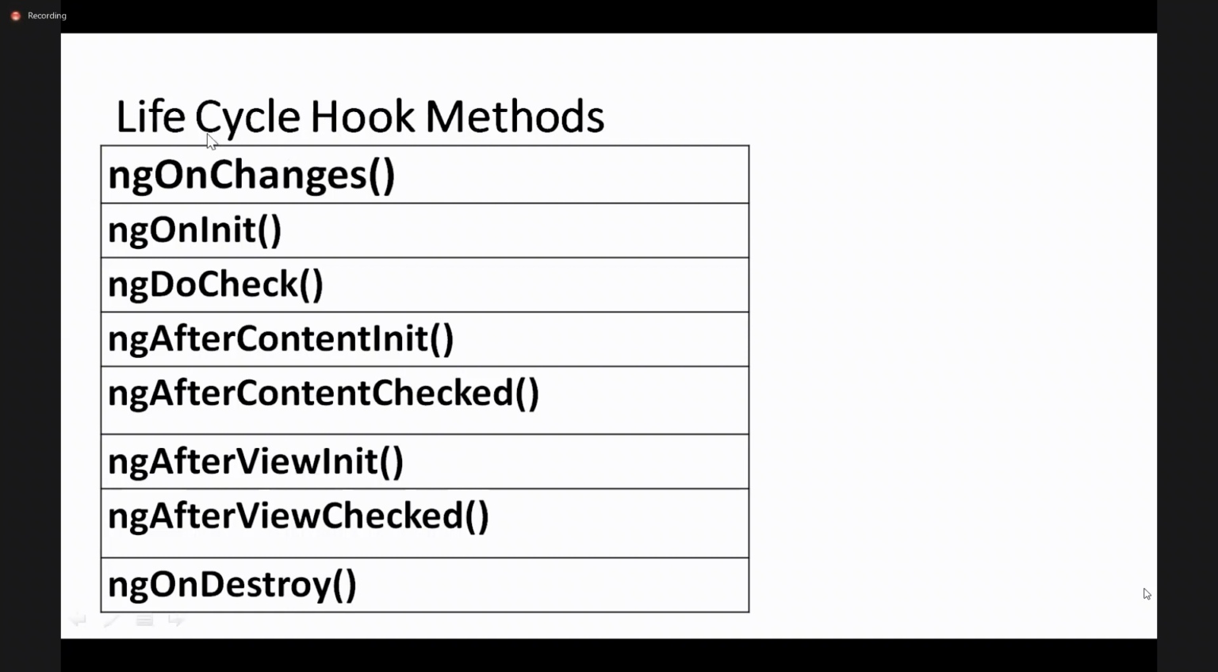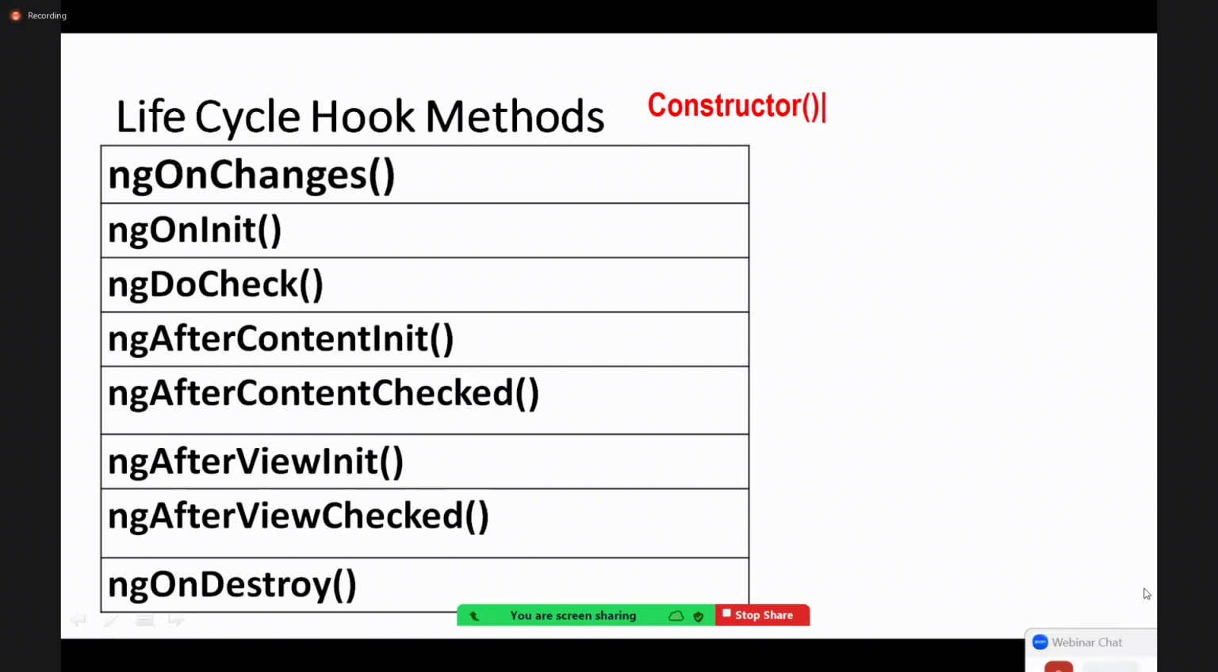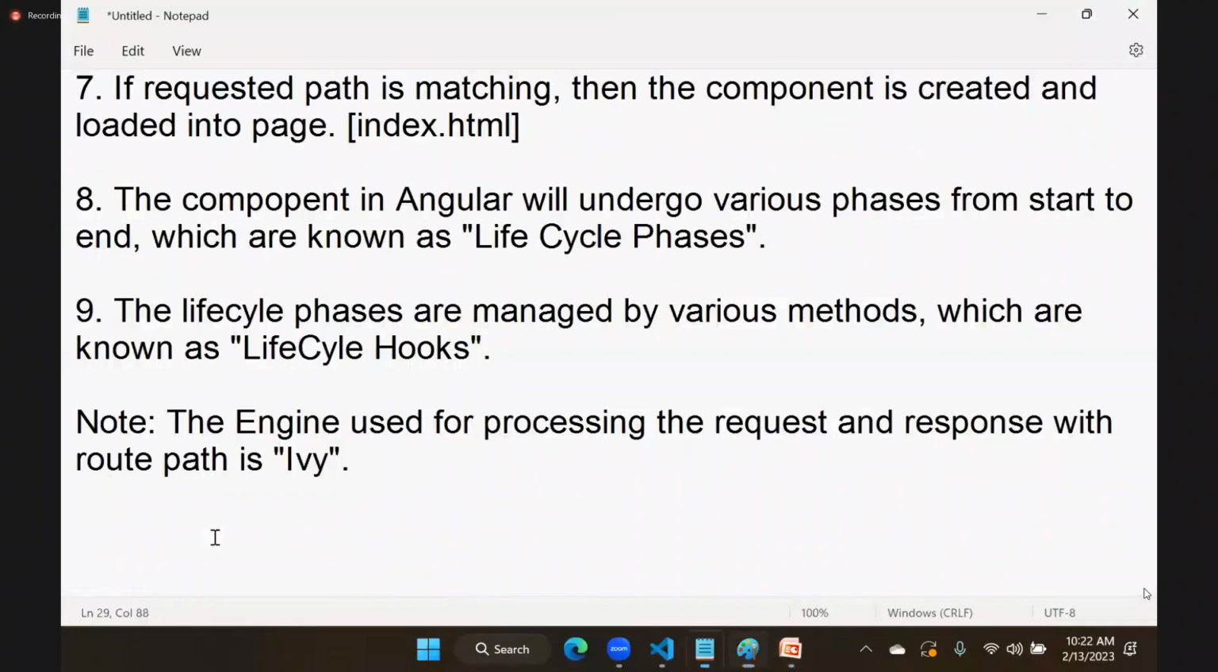Remember, before these phases start, there is one more thing, that is the constructor. Understood? What is the purpose of the constructor? It will create an object for the component. After the component is created, now these phases will start. One by one, that is the order of the phases. I will explain in detail. See, what is the first phase here?